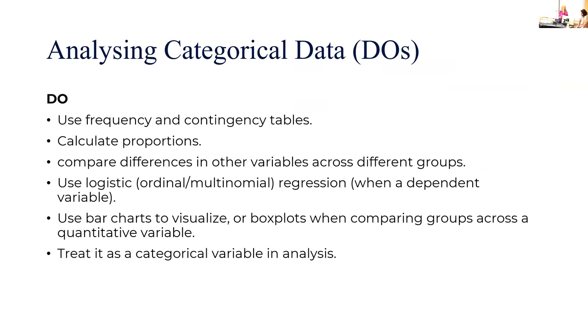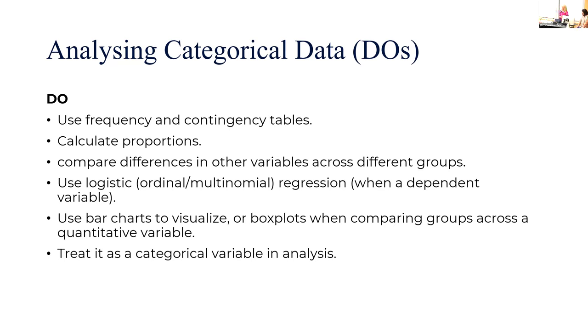So what do we do when we're analyzing categorical data? We use frequency tables, and if we've got more than one categorical variable, we'd use a contingency table or a cross tabulation. We calculate proportions or percentages for that data. We can compare differences in other variables across groups. Say, for example, we wanted to look at the differences in age between different groups, regional, urban, and rural, for example, we could do that.